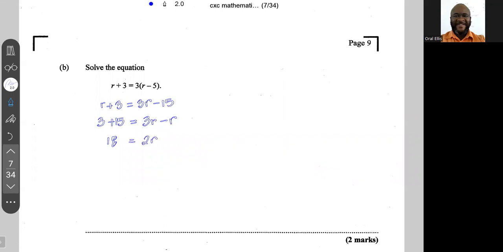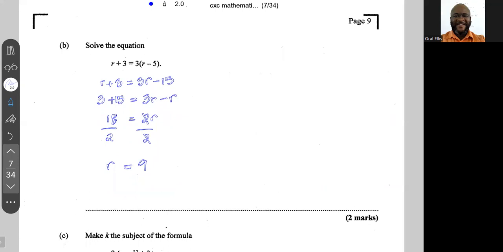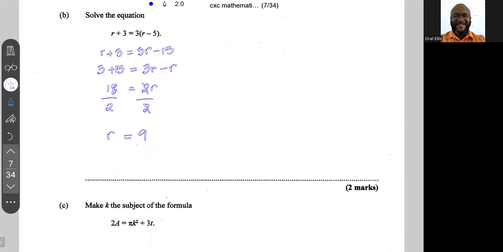And the last step is to divide both sides by the number in front of r. So I'm going to divide both sides by 2. And when I do, I'm going to get r is equal to 9.